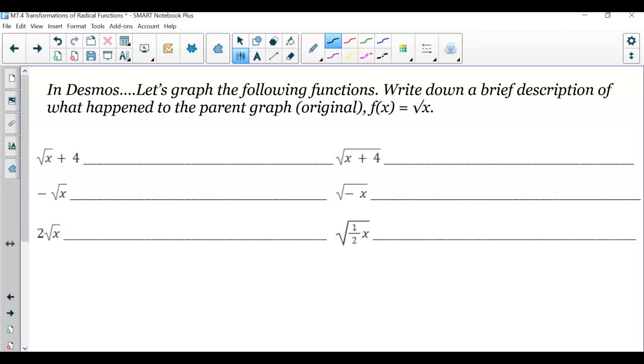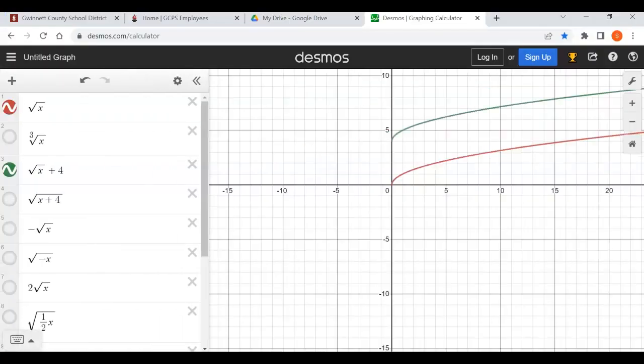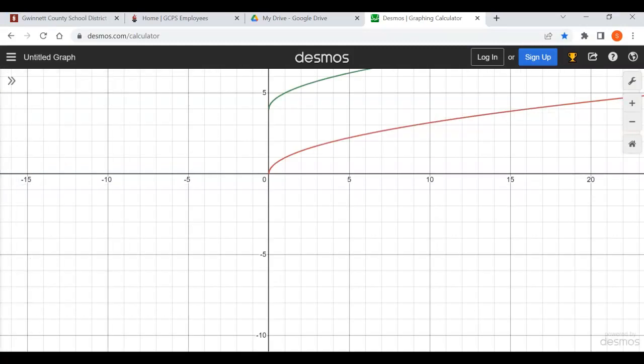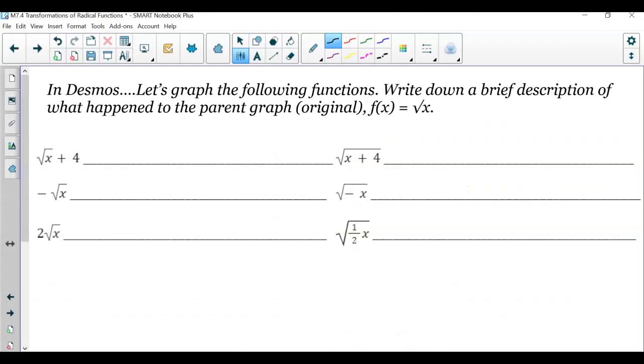And here we go. With the first one, the square root of x, but then the plus 4 on the outside. If you compare, what do you notice? Well, it looks the exact same. It just got moved up 4 units. It went from starting at 0 to now starting here at (0, 4). So basically, you could have put that it moved up 4 units.